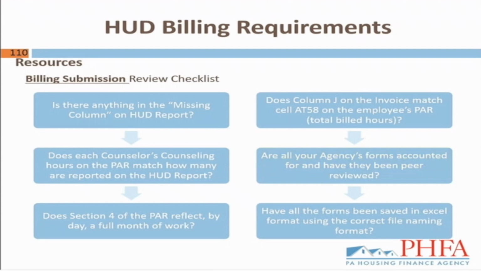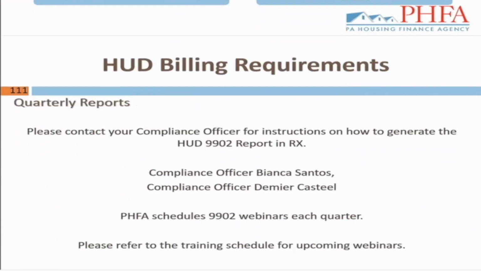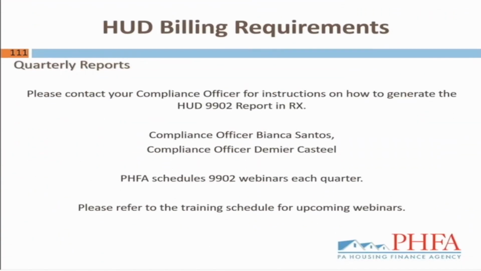Are all your agency's forms accounted for, and have they been peer reviewed? Have all the forms been saved in Excel format using the correct file naming format? For quarterly reports, contact your compliance officer for instructions on how to generate the HUD 9902 report in RX. PHFA schedules 9902 webinars each quarter, and please refer to the training schedule for upcoming webinars.